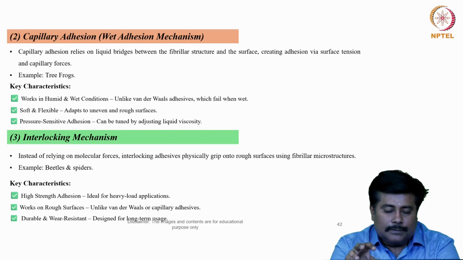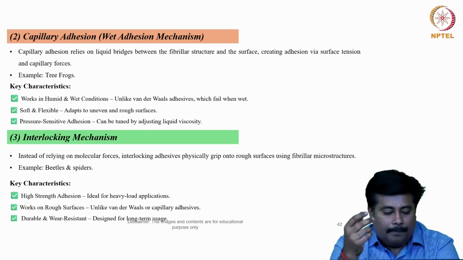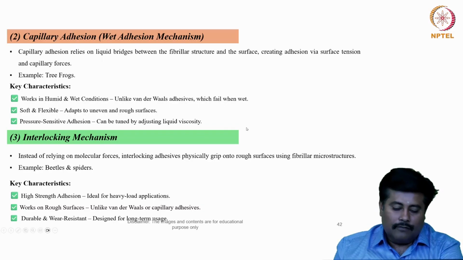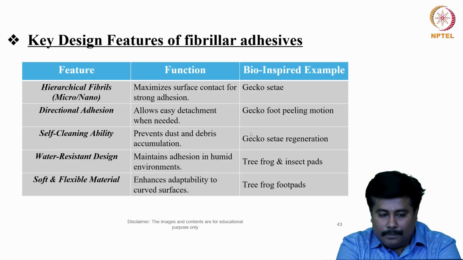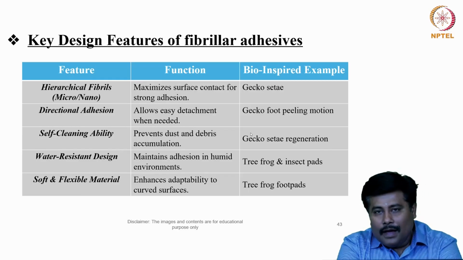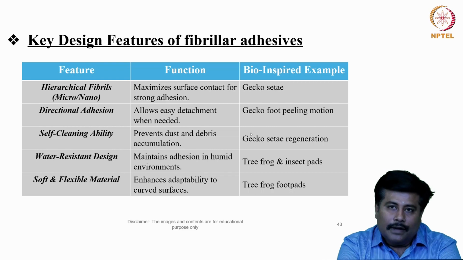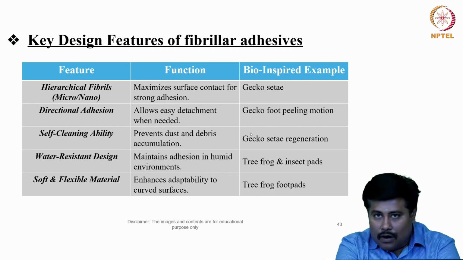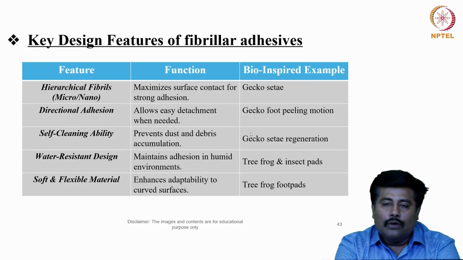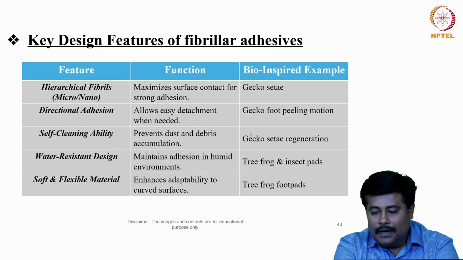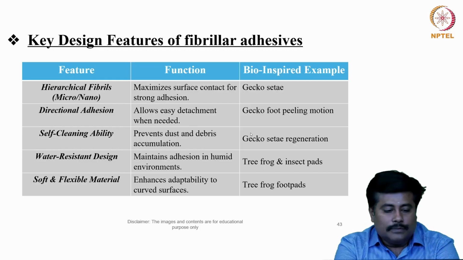As far as roughness is concerned, it works on rough surfaces, unlike van der Waals forces or capillary adhesives. From a durability and wear resistance point of view, it is designed for long-term usage. Some of the key design features of these fibrillar adhesives are hierarchical fibrillars, which maximize the surface contact for strong adhesion. A bio-inspired example is the gecko. Directional adhesion allows easy detachment when needed, like the gecko foot's peeling motion.